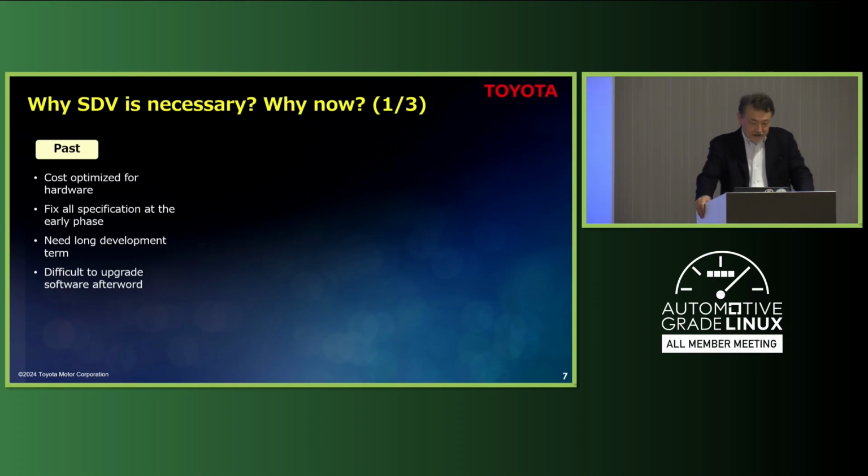In the past, the cost-optimized design way was taken with the hardware design. And we had to fix the specification of the functionalities of the vehicles early in the development phases. Otherwise, people may get confused, and if we put more requests afterwards, the hardware doesn't have enough capability in terms of memory size, CPU power, power consumption, etc. And it takes a long time to do it.